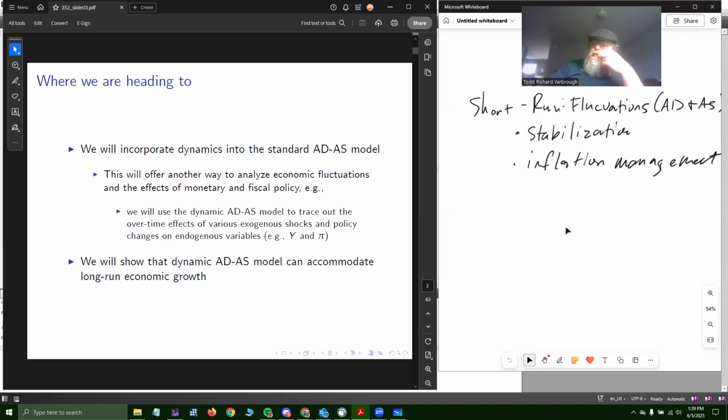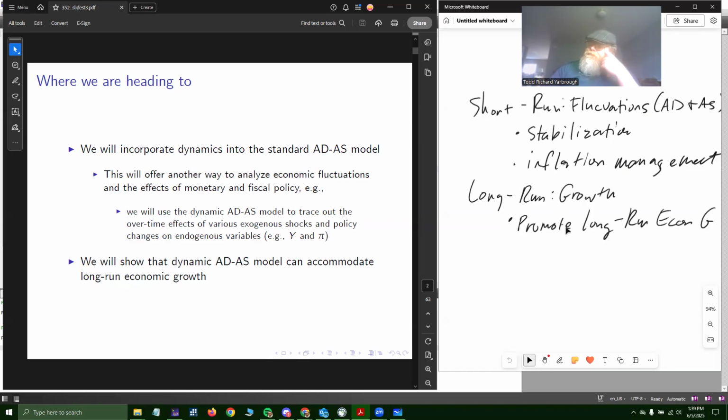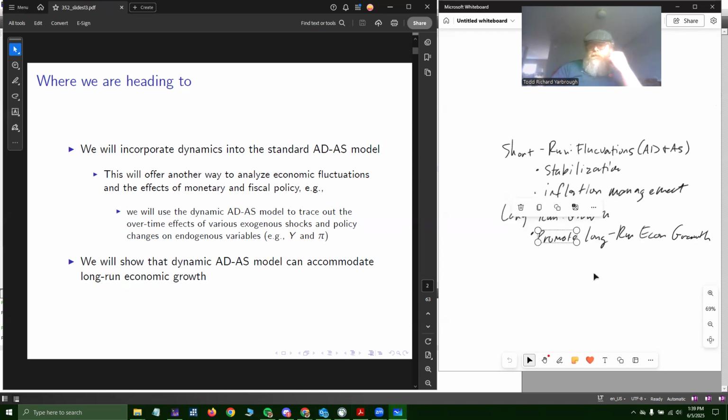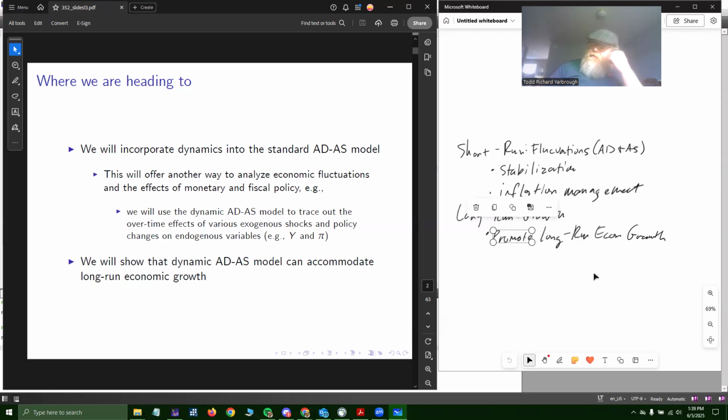Then there's this more long run view. And typically, over the long run, what we are more concerned with is growth. And so we want to promote long run economic growth. And we want to think about raising living standards.